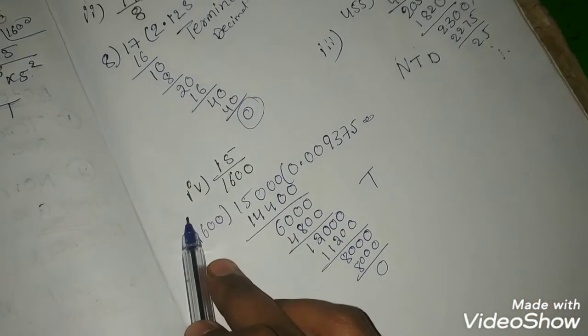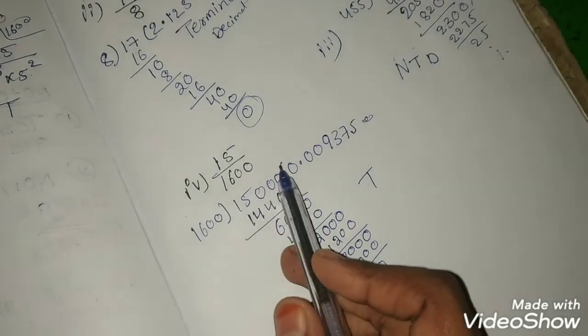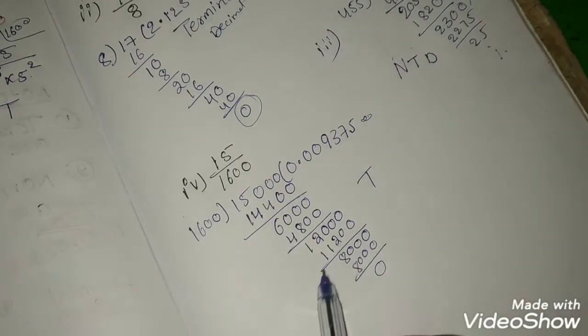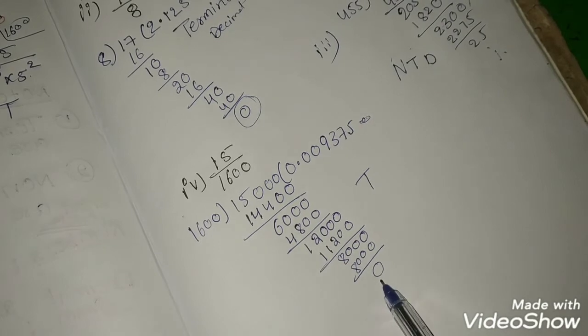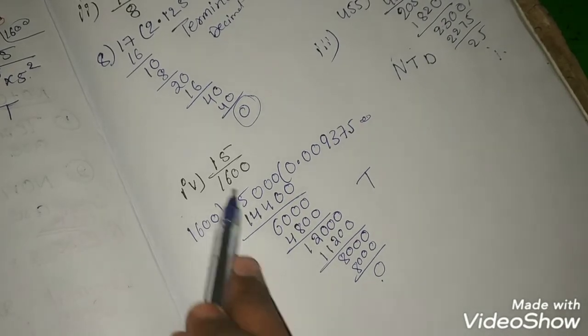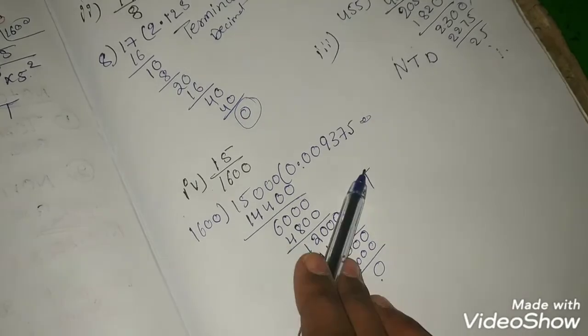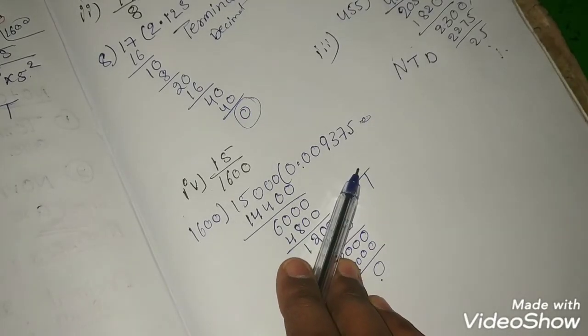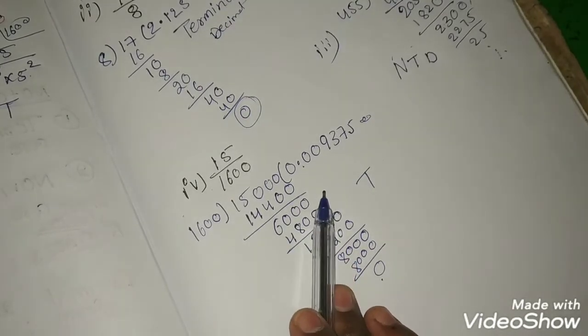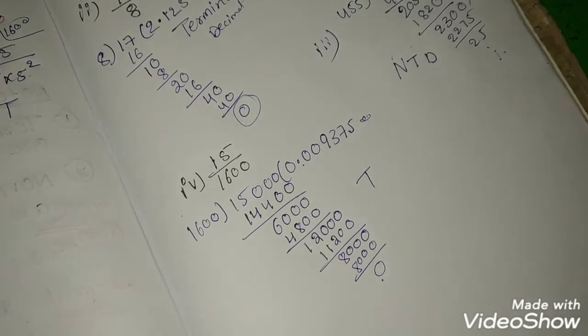And coming to the fourth question, 15 by 1600. We are doing division here, and the remainder is 0. If the remainder is 0, then this decimal is a terminating decimal. Is it clear? In previous videos I explained the terminating and non-terminating decimal. If you didn't watch that video, you must watch it. This is a main concept.